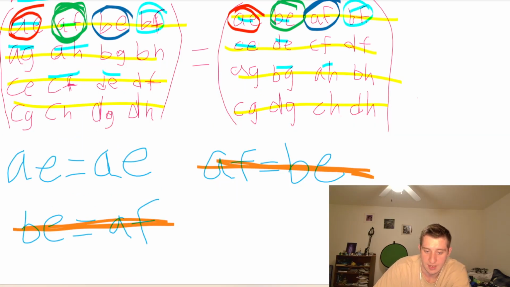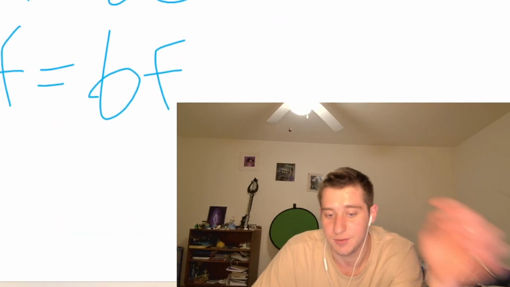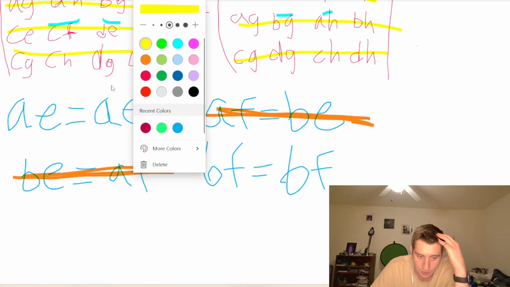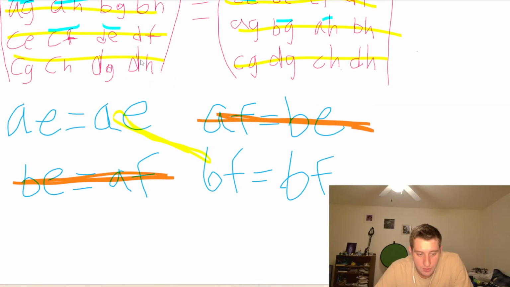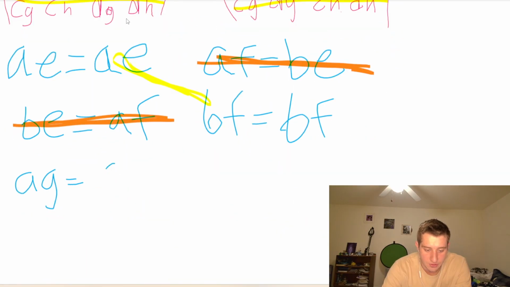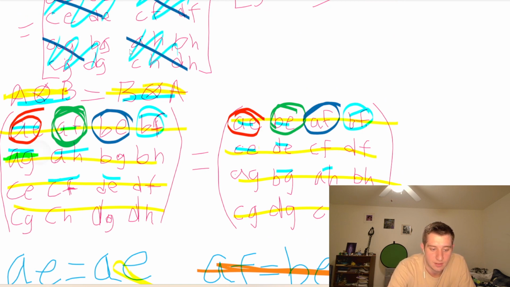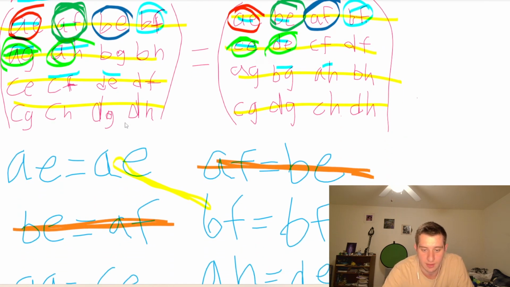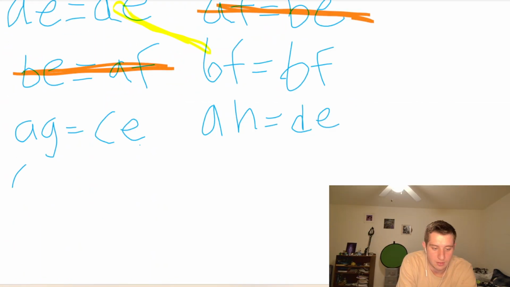Well, that's an easy one. That's another one of those. That's similar to AE equals AE, right? So we have two equations so far, you know what I mean? Okay, next, AG equals CE, we have AH equals DE, and then we just did these pairs, right? But then, if we look at this pair next, we will get another CE equals AG.